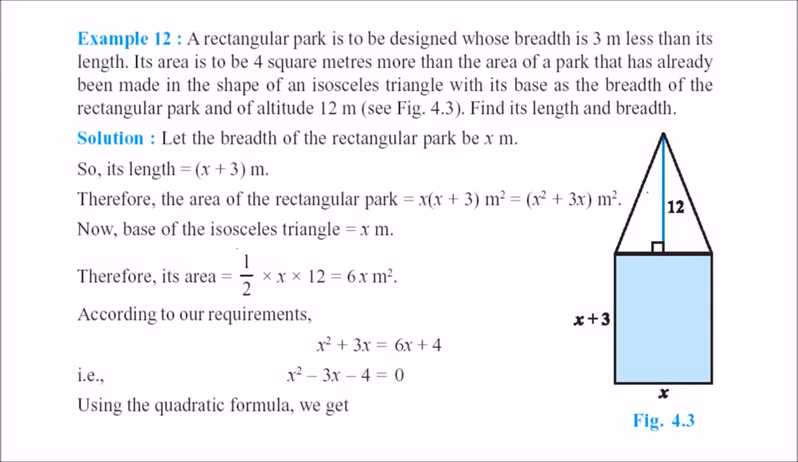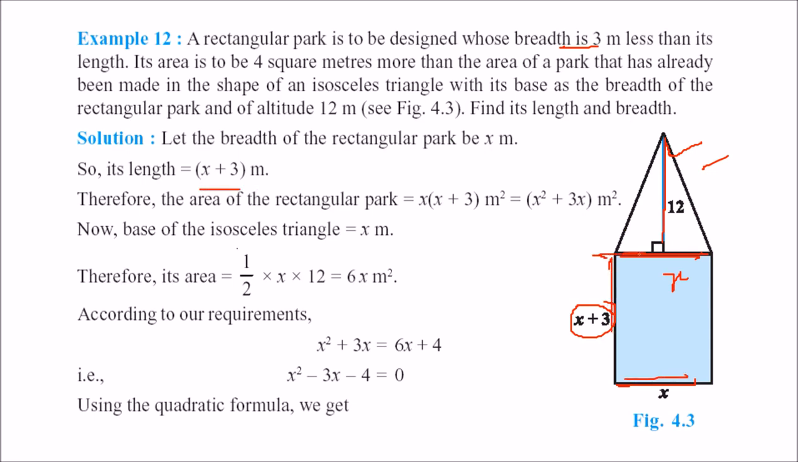Then you have this park. Okay, now this rectangular park has to be designed such that its breadth is 3 meters less than its length. So if you take length as x, the breadth will be x minus 3 according to the question, and the area is to be 4 square meters more than the area of the park that has already been made. This one has already been made in the shape of an isosceles triangle, with the base as the breadth of the rectangular park, that is x, and the altitude is this one, 12.